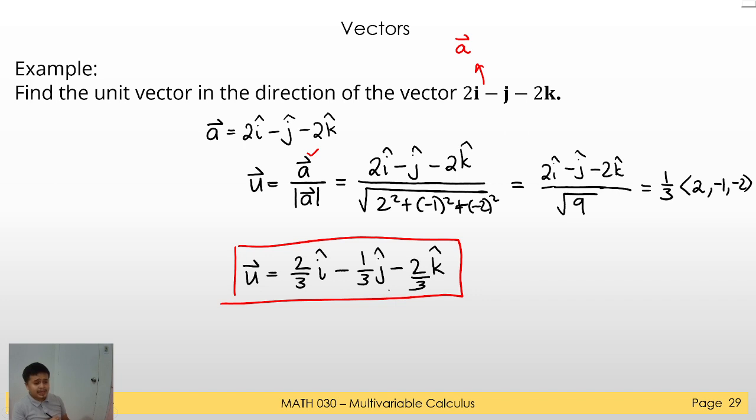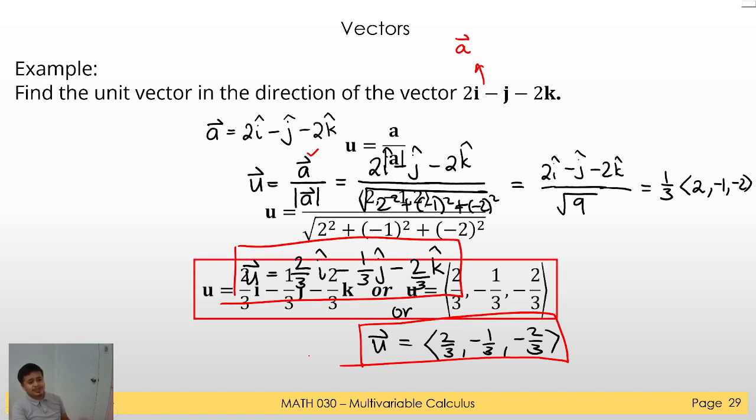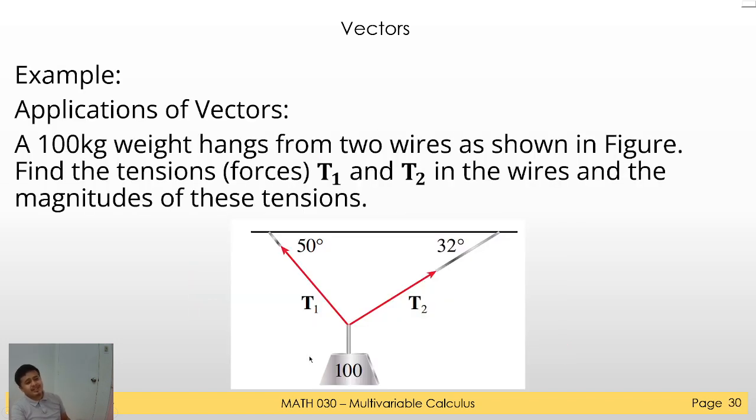Okay, so this will be your unit vector associated in that direction. Or we have this notation: 2/3, negative 1/3, and negative 2/3. So this is also another answer. Okay, we have an answer as well here.